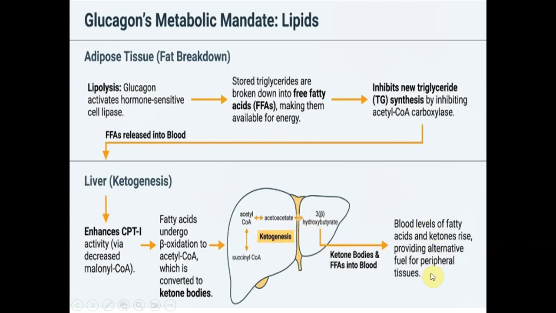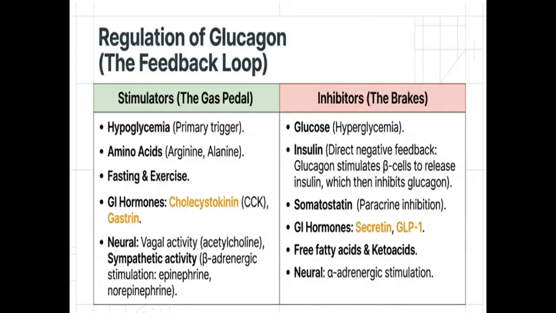All right, so this is how the regulation of glucagon works, it's a feedback loop where we can see the regulation is balanced. These are the stimulators, and these are the inhibitors. Stimulators are the gas pedal, and the inhibitors are the brakes. So hypoglycemia is the primary trigger which stimulates glucagon, and amino acids, of which arginine and alanine are dominant, also stimulate the release of glucagon.